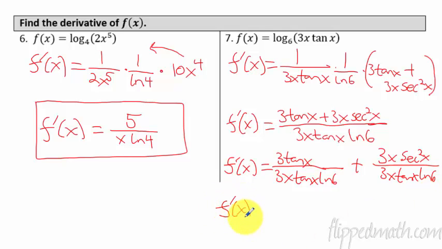So the derivative then would be, what cancels here? The 3's cancel. Let's use a different color so we can see it. The 3's cancel. The tangent x cancels. So that leaves us with 1 over x natural log of 6. All right, that cleaned up kind of nice. That's a little bit better of a fraction for that first fraction.